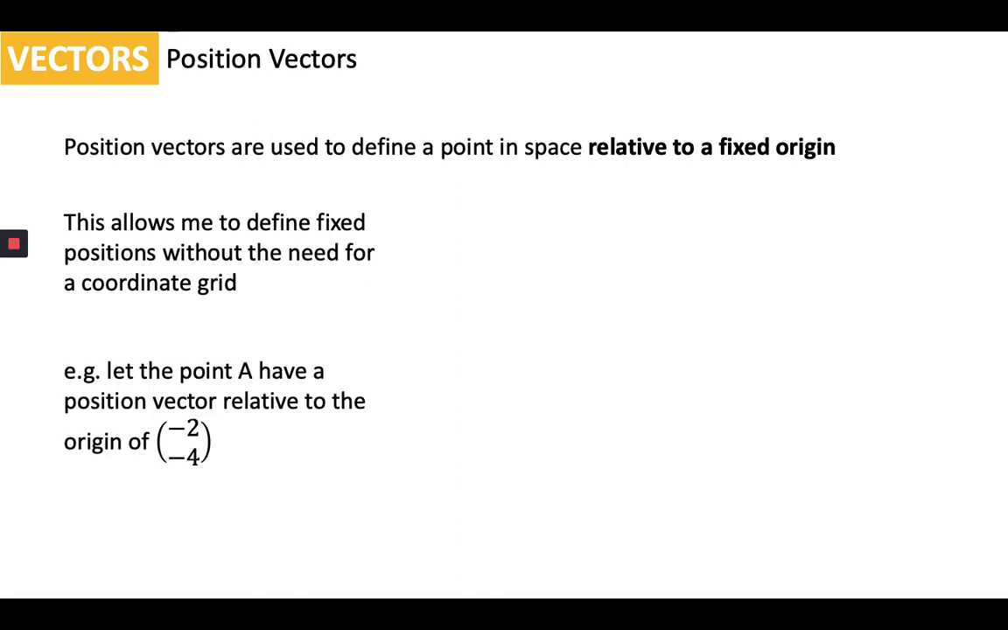And I can say, for example, that a point A has a position vector relative to the origin of (-2, -4). And I can say, well, here's my origin. Okay? And that means my point A must be here because this vector defines it, where this is 2 steps across to the left and 4 steps down. Okay, so -2i minus 4j, or (-2, -4) as a column vector. And obviously this then is the vector OA, okay?